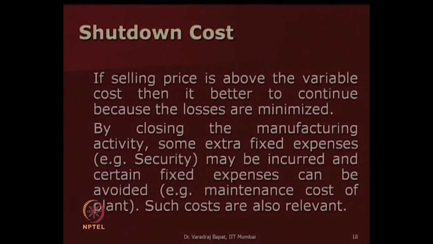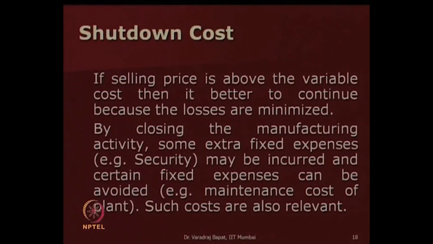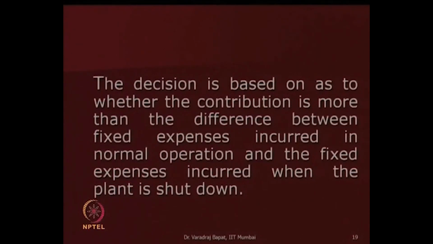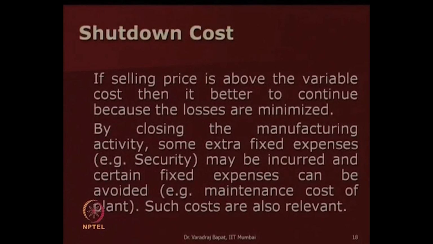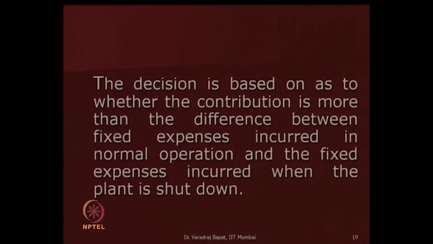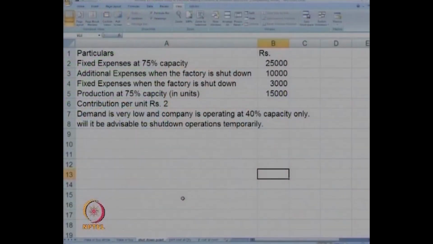Now let us see what is the formula. So here we can see that if the selling price is above the variable cost, then it is better to continue. But as we discussed, some of the fixed costs also slightly change. Now the decision is based on the contribution after adjusting the difference in fixed costs. Okay. So now let us try to do one or two problems on the same, so that it is a little more clear to you. So here you can see in the Excel sheet the details of the problem.